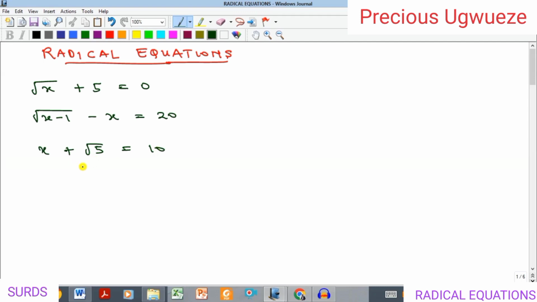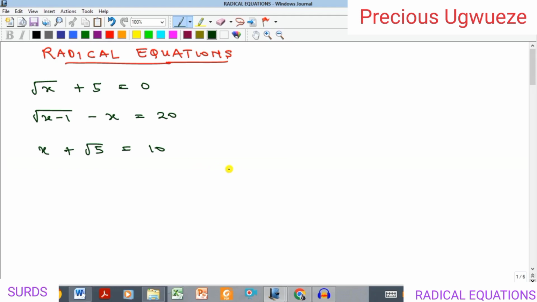You can't call this a radical equation. And so what makes a radical equation is the presence of a radical and the presence of a variable under the radical. You can have two radicals in a radical equation, but there must be a variable in at least one of the radicals, or maybe the two, or maybe three radicals, depending on what you have. So that's what we mean by radical equations.